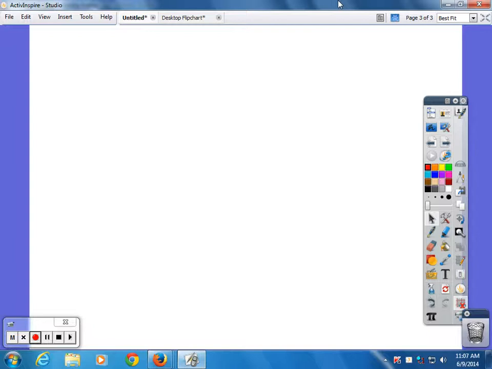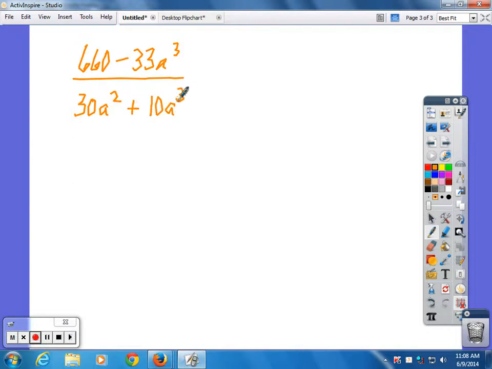All right, somebody give it to me. 660 minus 33a cubed over 30a squared plus 10a cubed. Well, we know the 10a squared is going to come out of the bottom, and that'll leave 3 plus what? A to the first? Right?